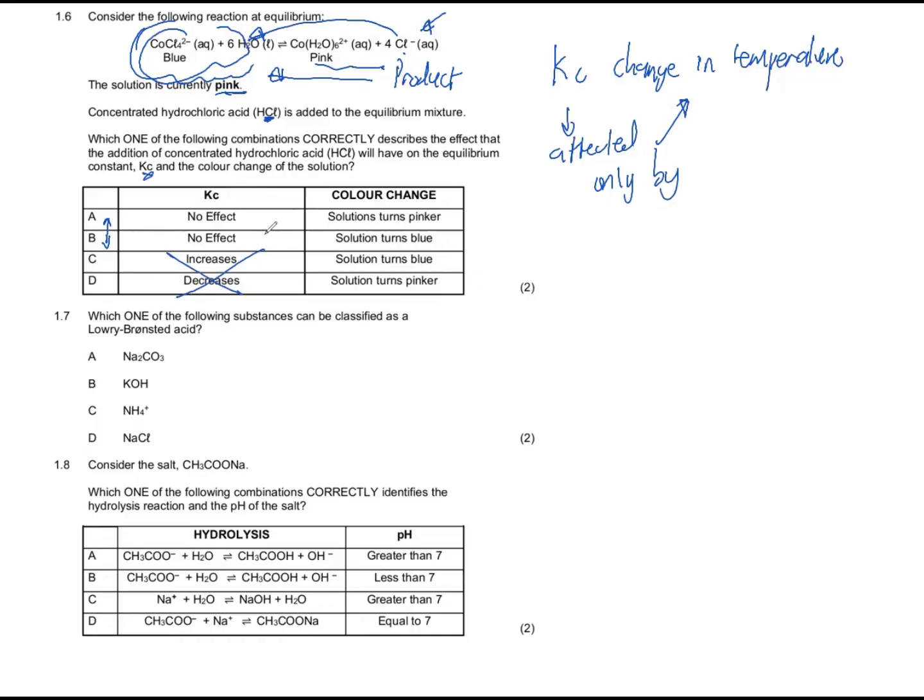So that means our correct answer is what? Is B. Okay, so that's how we came to that conclusion there. Okay, nice. Then which one of the following substances can be described as a Lowry-Brønsted acid?